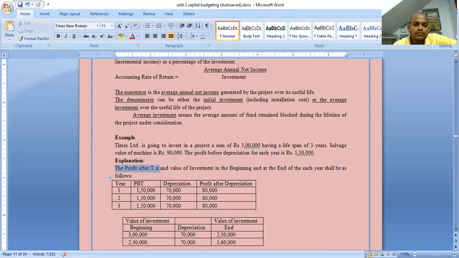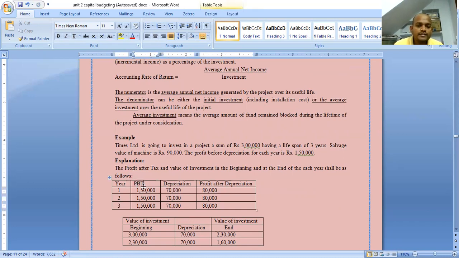The profits after tax and value of investment in the beginning and at the end of each year shall be as follows. See, profit before tax 1,50,000 each year. So we have to deduct the depreciation. Then profit after depreciation.